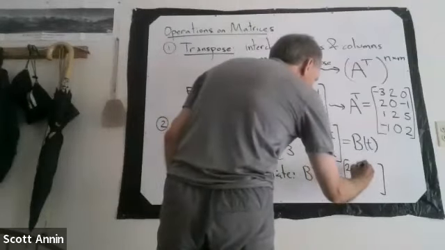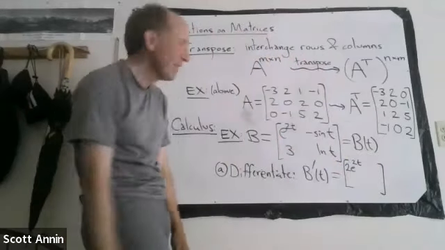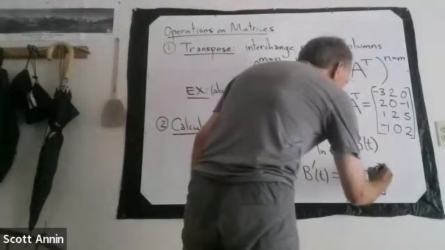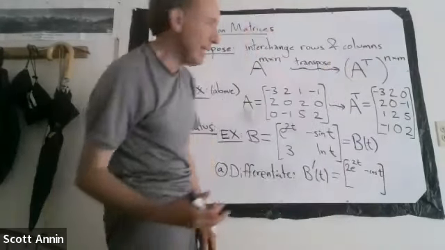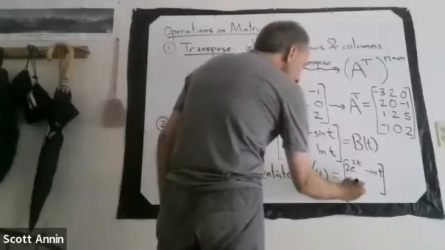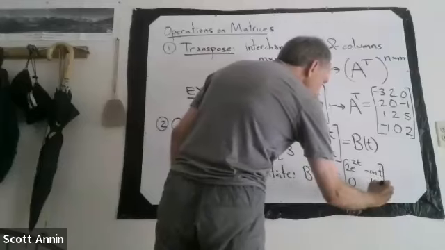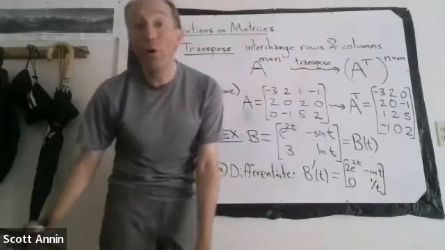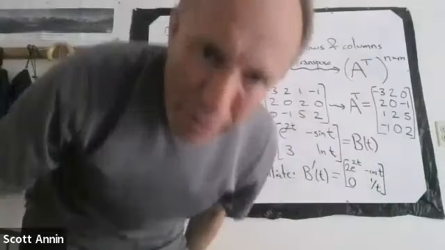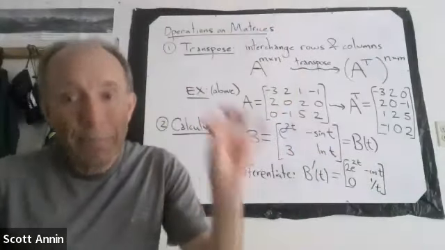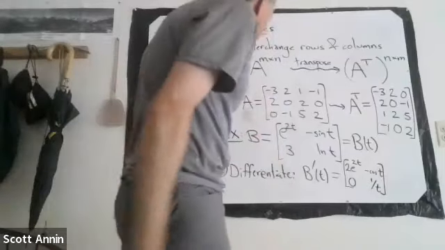So the derivative of e to the 2t is 2e to the 2t. The derivative of negative sine of t is negative cosine of t. The derivative of a constant, we know that that's equal to 0. And the derivative of the natural log of t is just 1 over t. These are just from calculus, right? And so we're taking the derivative of a matrix slot by slot. That's how it's done. Okay, so that's differentiation.